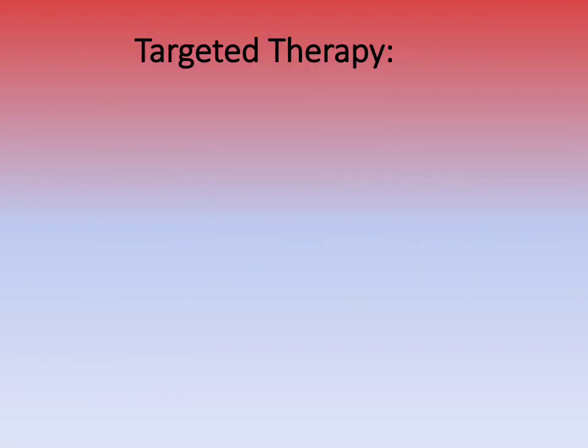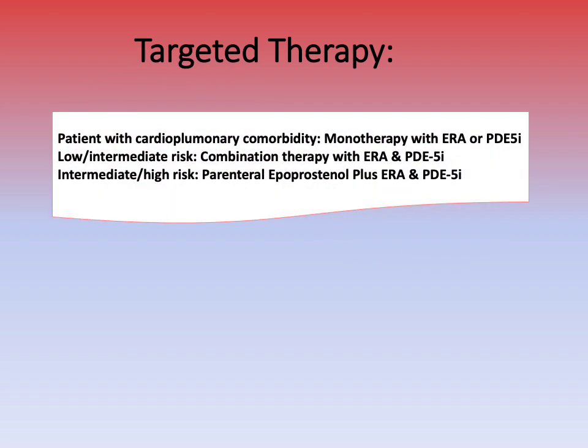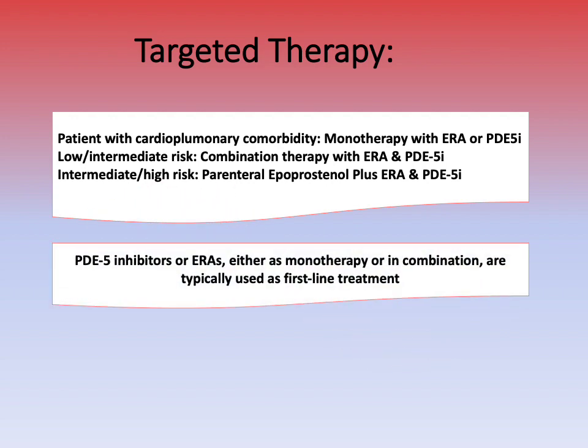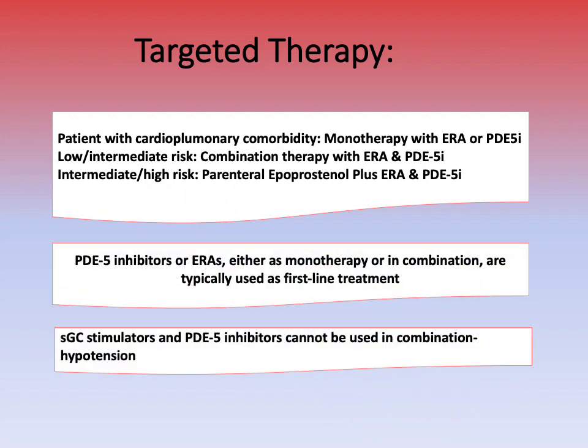Patients are stratified into different risk categories. Patients with cardiopulmonary comorbidity are commenced on monotherapy, while patients with low to intermediate risk are commenced on combination therapy with ERA or phosphodiesterase inhibitor. Patients with intermediate to high risk are commenced on parenteral epoprostenol plus ERA or phosphodiesterase 5 inhibitor. Phosphodiesterase inhibitor or ERA, either as monotherapy or in combination, are typically used as a first-line treatment.